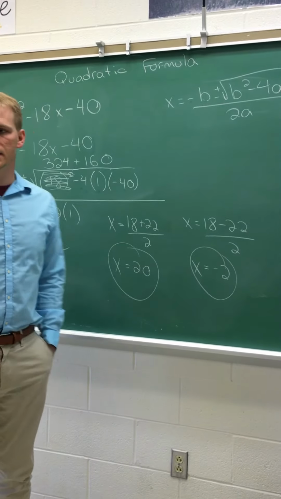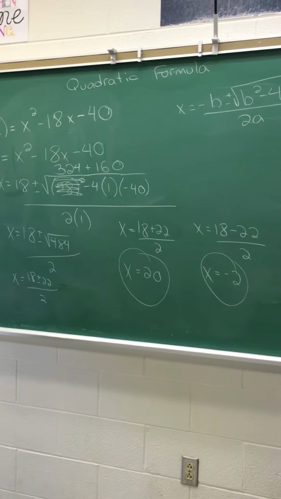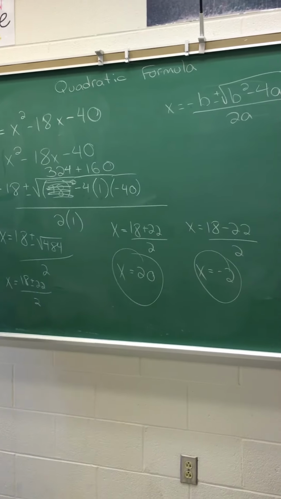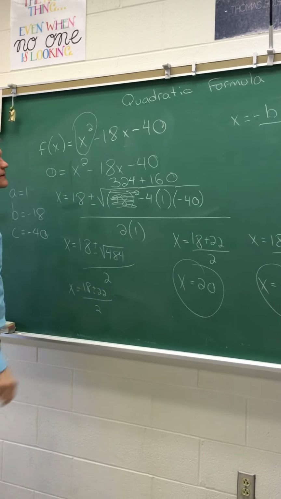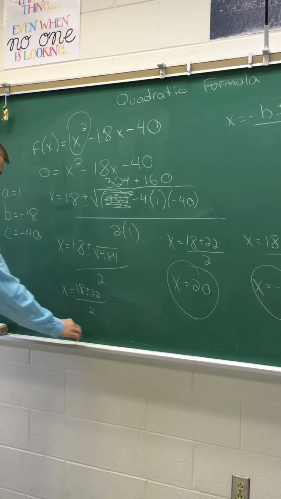That means that if you were to graph this as a parabola, it would cross the x-axis at negative 2, and then it would cross again at 20. Again, this is a quadratic. I know that it's quadratic because of the x squared. And we always want it to be equal to 0, and this is an example of the quadratic formula.